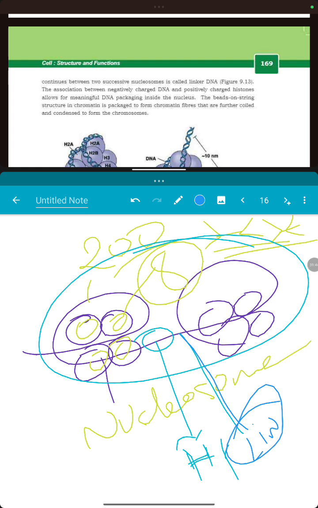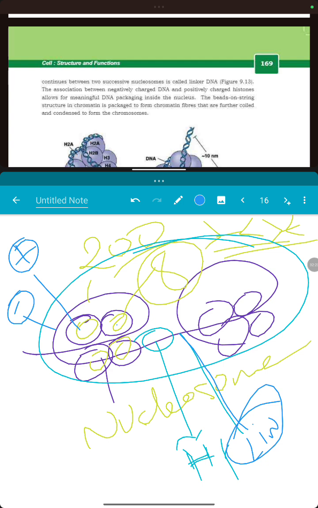The association between the negatively charged DNA and positively charged histones allows for meaningful DNA packaging inside the nucleus. The histone molecules are positively charged, and DNA has phosphate, PO4 minus, in which the oxygen is negatively charged, so the oppositely charged particles bind together. This allows for meaningful DNA packaging inside the nucleus.